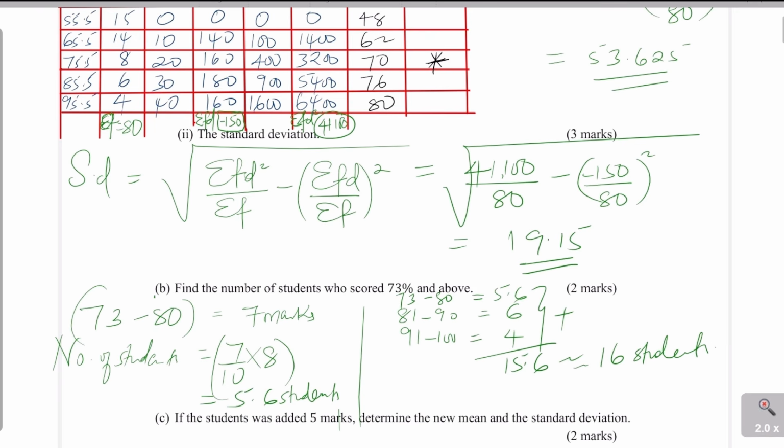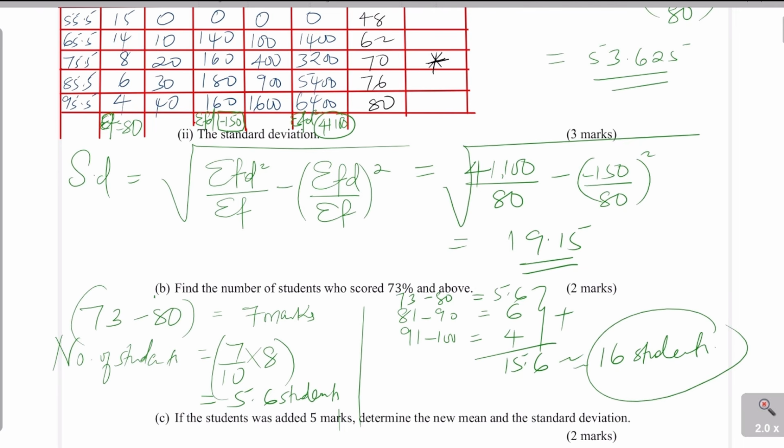That is 73 to 100. So from 73 to 80, we got 5.6. Then 81 to 90, 6 students. 91 to 100, 4 students. So in total, the number of students who are able to score 73% and above, we have approximated this one to 16 students.